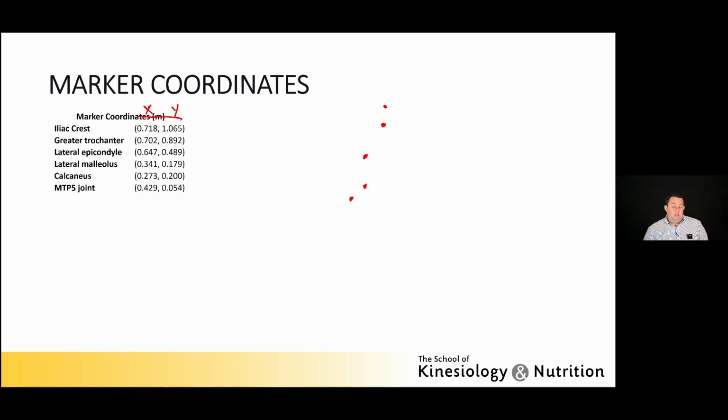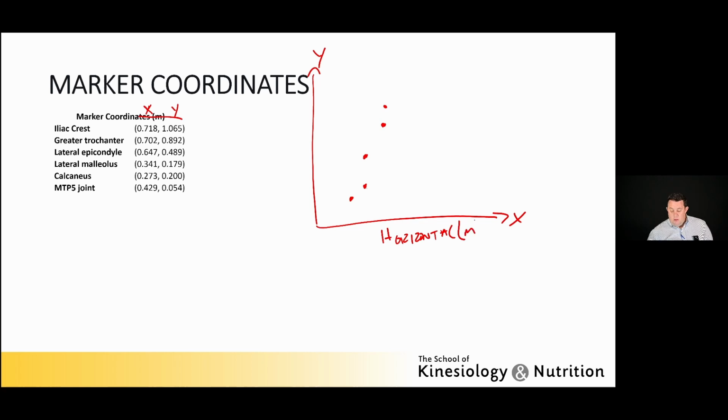And obviously because we only have one set, this is kind of a static image. And so if you were to put this on a Cartesian coordinate system, kind of like the figure I showed you earlier, you'd have your x-axis right here, you'd have your y-axis right here, x representing horizontal placement in meters, and the y-axis representing vertical displacement in meters, right? And so now you can see that, for example, the iliac crest is located at 0.718 meters along the x-axis, that's an M, I promise you, and 1.065 meters vertically.